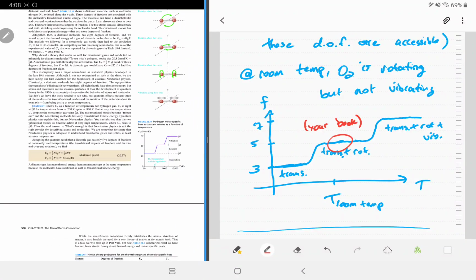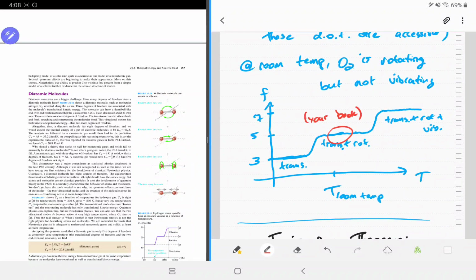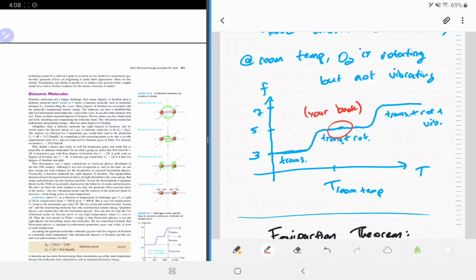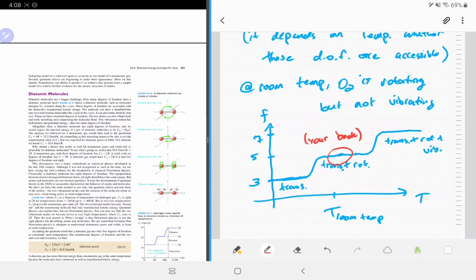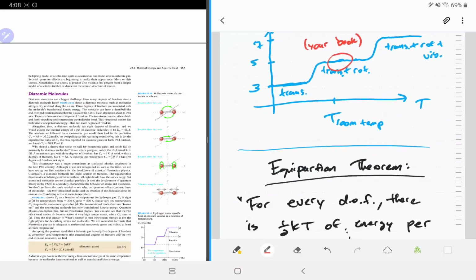So really in any problem that I give you, I'll have to tell you. If I tell you at room temperature, you can assume F equals 5 for a diatomic, or I might tell you which modes are accessible. So I might say a diatomic molecule is rotating and vibrating, and it's up to you to determine that F equals 7 in that case.